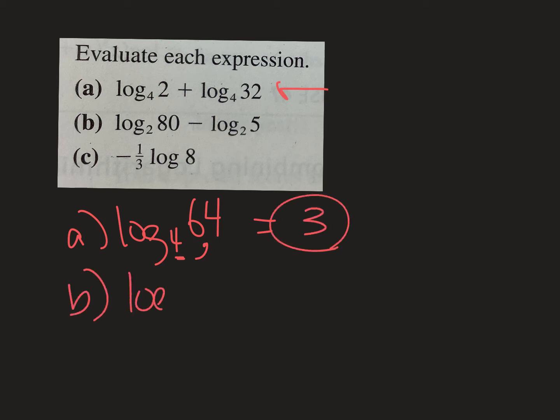Part B has subtraction. Subtraction means I'm going to divide. So I'm going to do 80 divided by 5. Everybody knows that's 16. So now I'm trying to think, 2 to what power is 16? The fourth. The answer is 4.